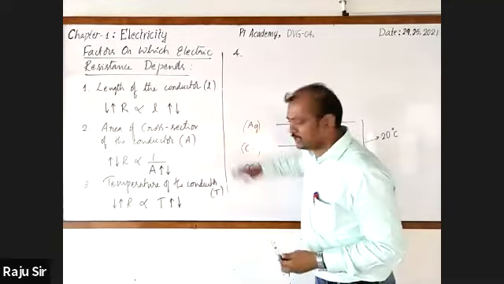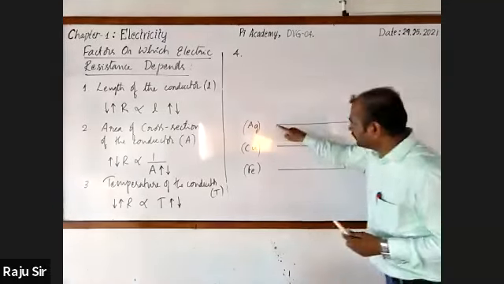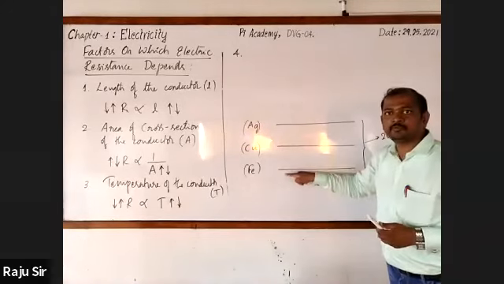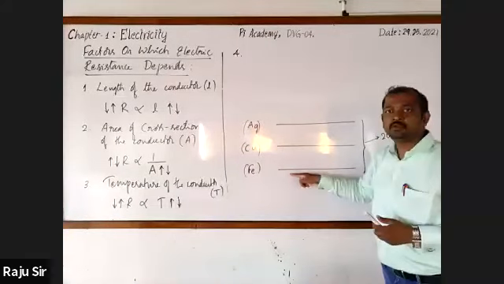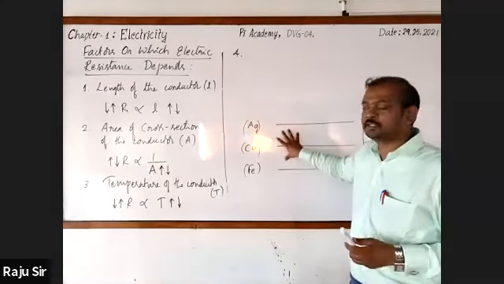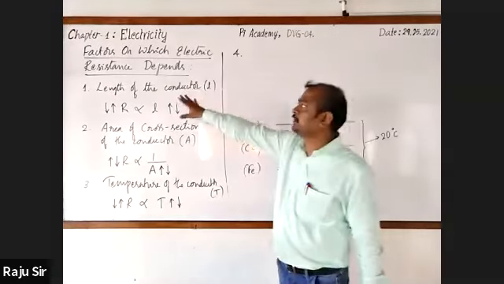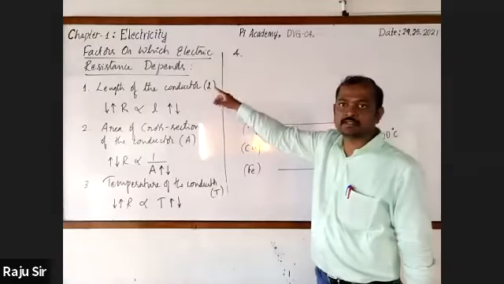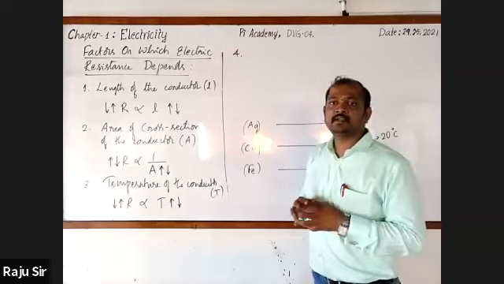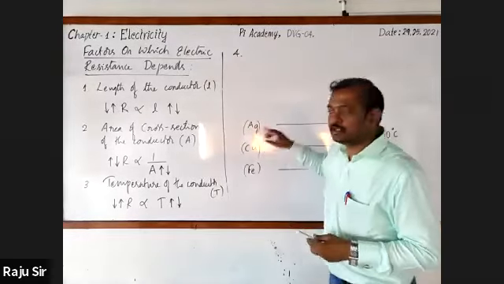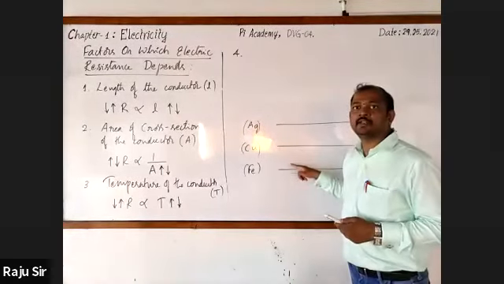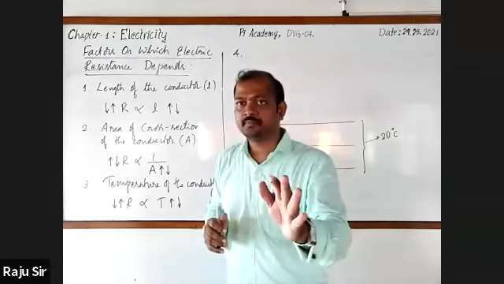So here the nature of the metal is different from one to another. This is one of the factors responsible for increasing or decreasing electric resistance. That is the nature of the material of the conductor. Clear?